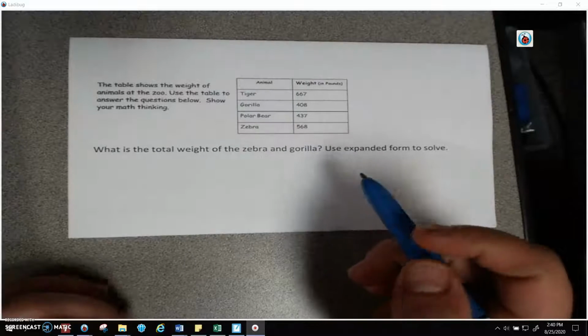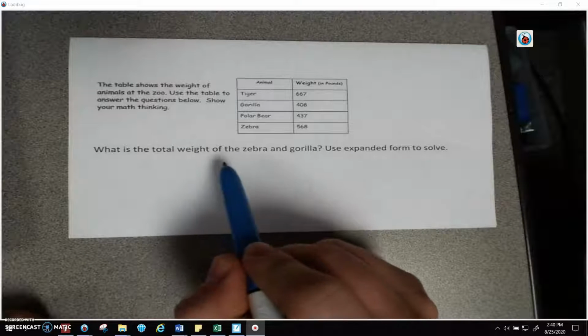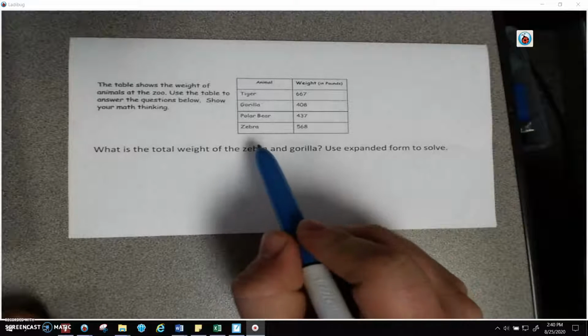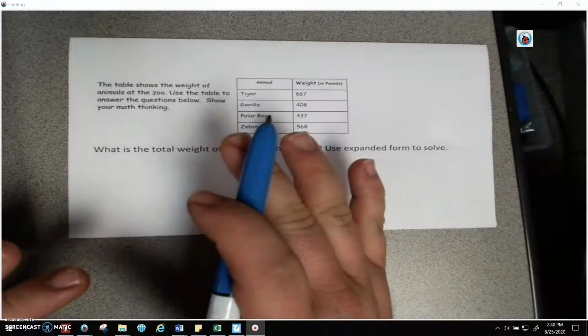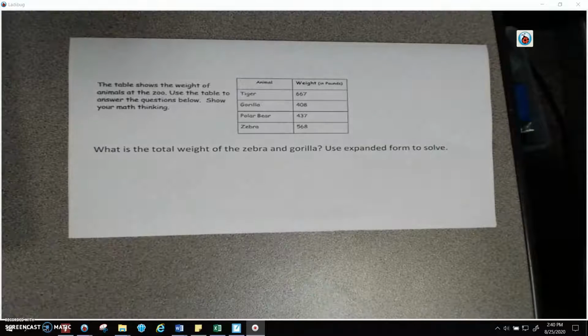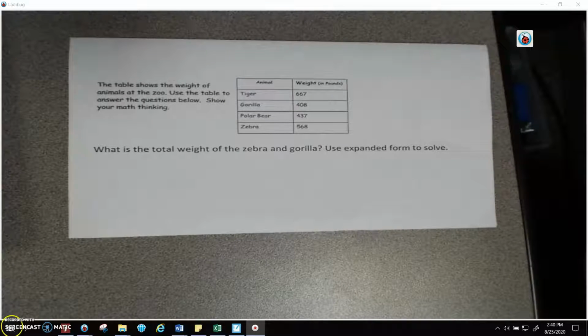Alright, it's time for us to do one together. So we're using the same chart that was in the last problem. It says, what is the total weight of the zebra and gorilla? So this time we're looking at the zebra and gorilla. So right now I want you to pause it and see if you can write an equation that would represent the total weight of the zebra and the gorilla.